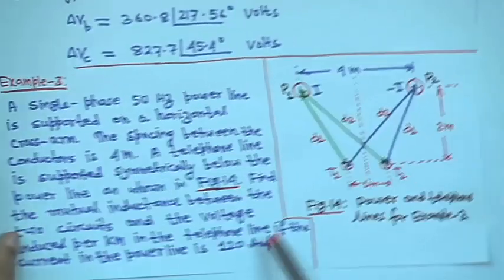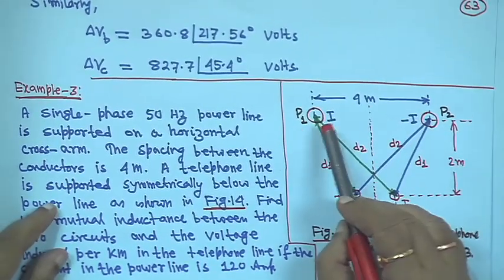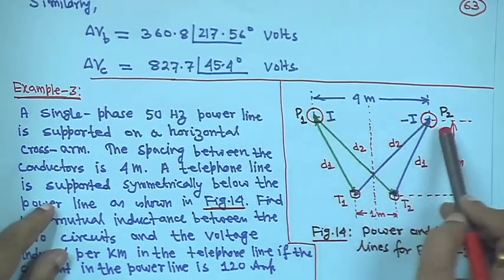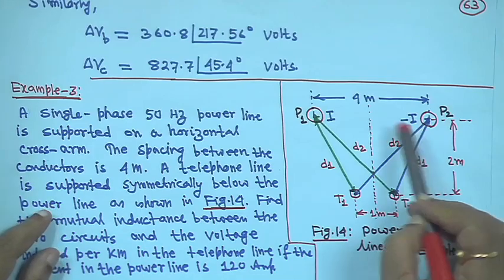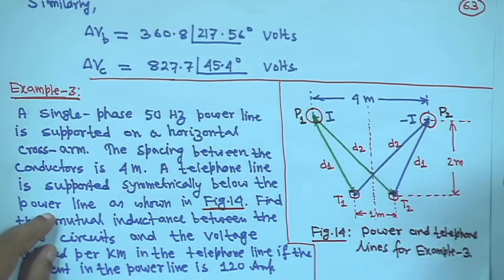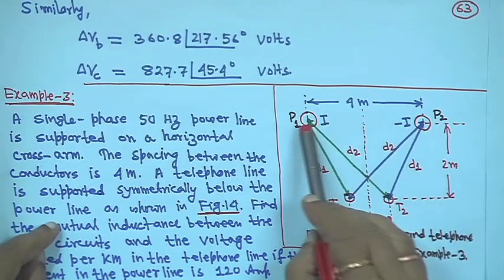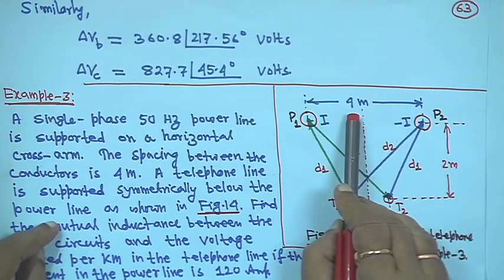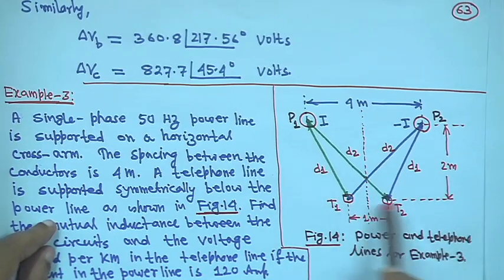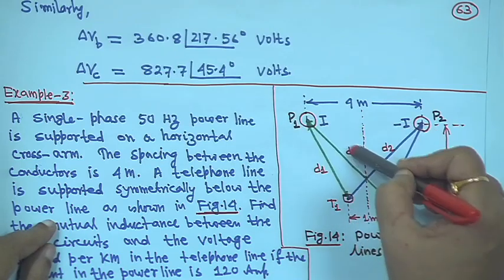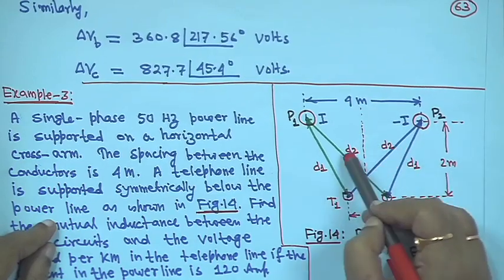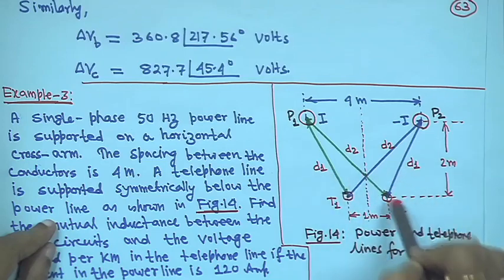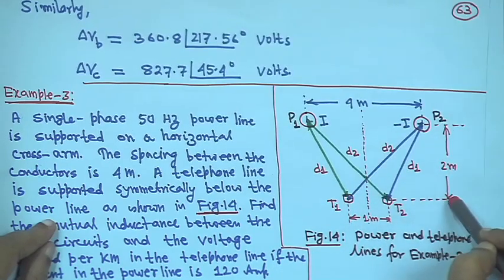Now, assume it is a single phase line. So, these are 2 conductors, one incoming and one outgoing, that is why the current here is I and here it is minus I. That means one is going into the page and the other is leaving the page, this is the convention. Between these 2 power line conductors P1 and P2, the distance is 4 meter, and these 2 are the nearby telephone lines. From this conductor the distance is D2, this is D1, and it is symmetrical. So here also this is D2, this D2, they are the same. Similarly, the D1 are the same, and the vertical distance is 2 meter.